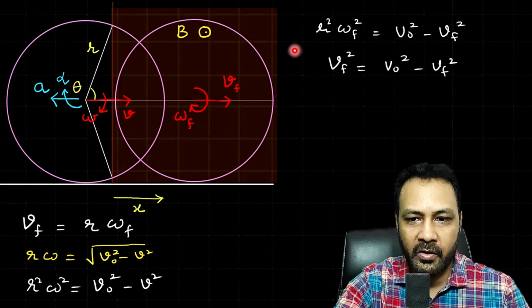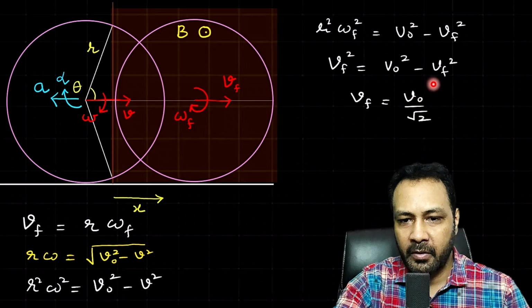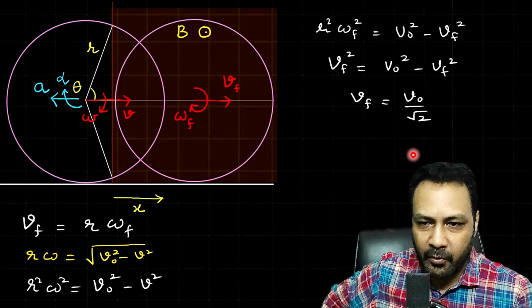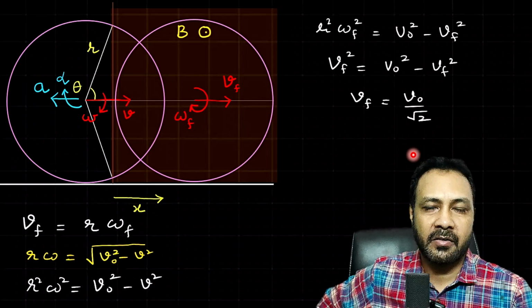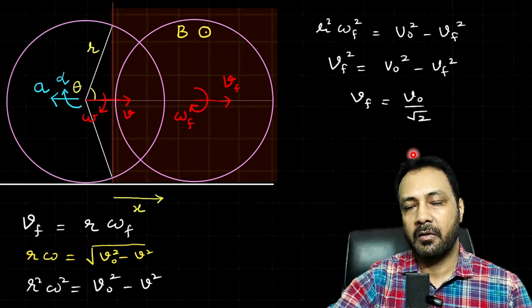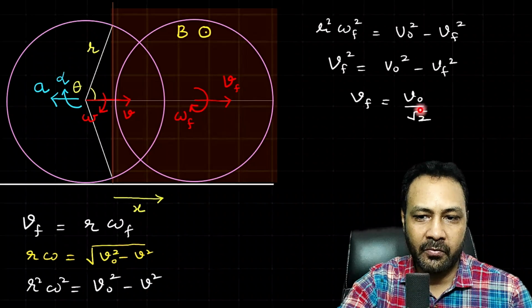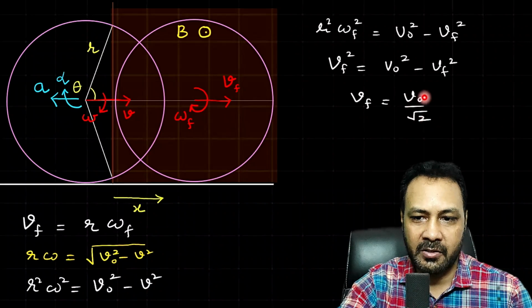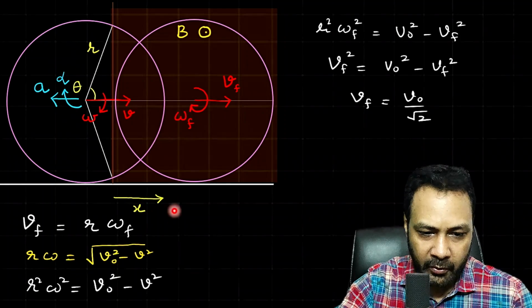So that will be 2 vf square is equal to v naught square. So vf will be v naught by root 2. One important thing is that when it has entered fully inside the magnetic field, the velocity of the center of mass decreased because the acceleration was opposite, and it has become v naught by root 2. V naught was the starting velocity.